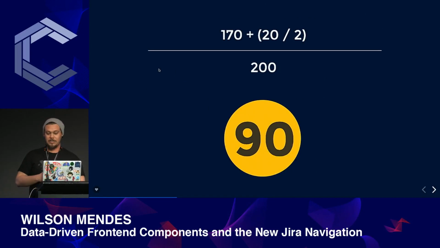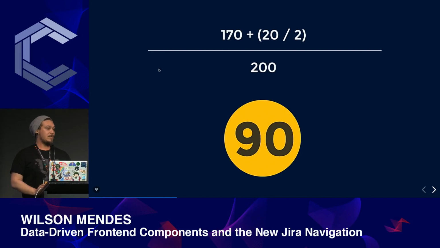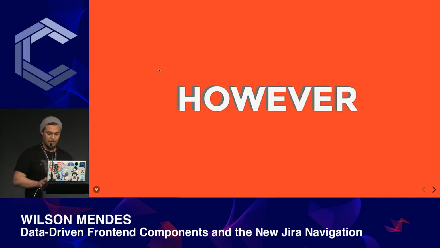A quick example is like this. We had 170 requests, but 20 were the ones that we didn't like, and divide by 200. So we had an AppDex of 90. This is a score which starts at 0 and ends at 100. So it's quite cool, right?